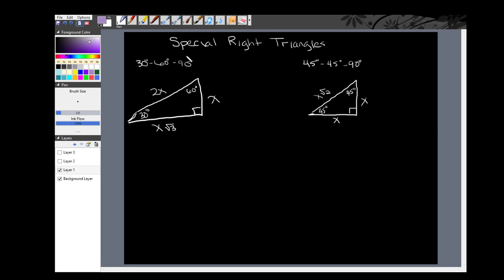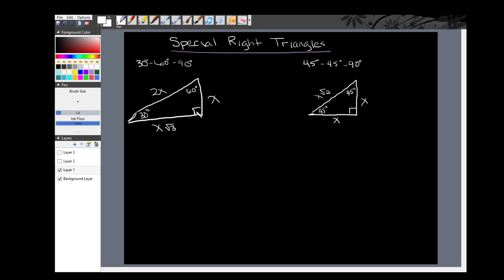In this video we're going to be looking at special right triangles. Special right triangles are going to be used as an introduction to a concept called the unit circle, which we cover in trigonometry. So it's very important that we recognize these two types of triangles.